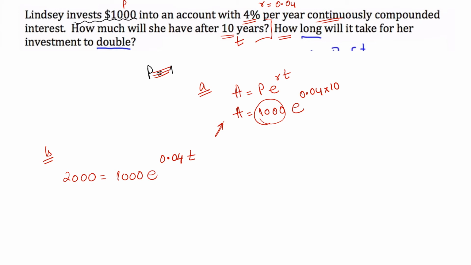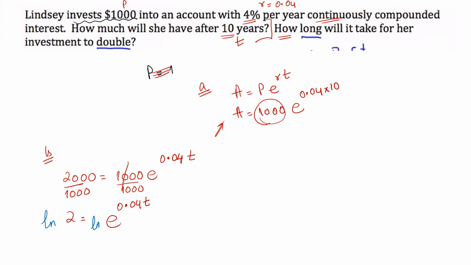Now how to find the time? First of all, 1000 is multiplying, so you have to divide both sides by 1000, which gives you 2 equals e to the power of 0.04t. Now, if you remember, the inverse of the exponential function is the natural logarithm. So, for that reason, take the natural log on both sides.